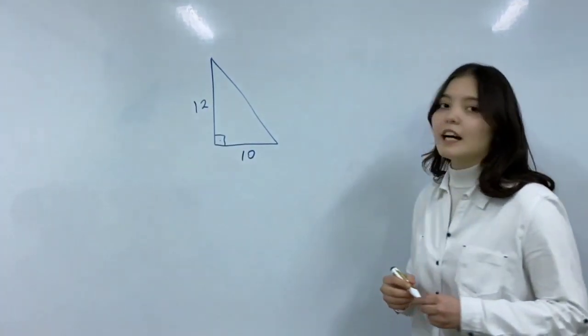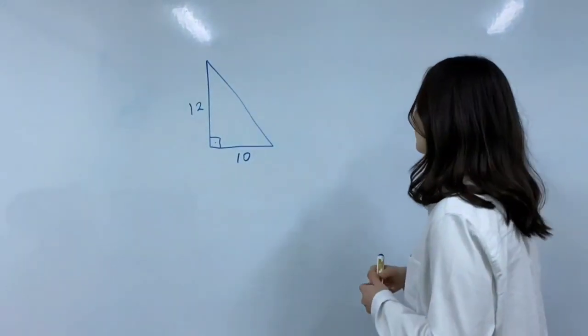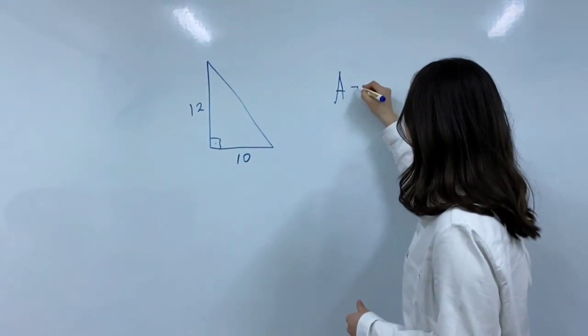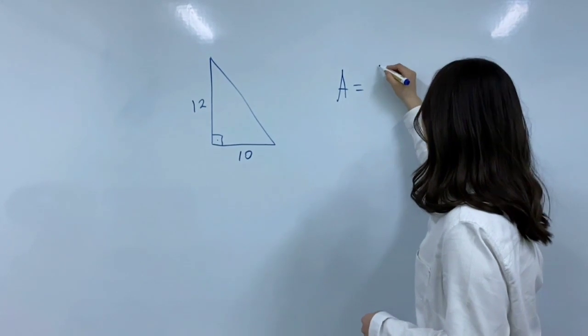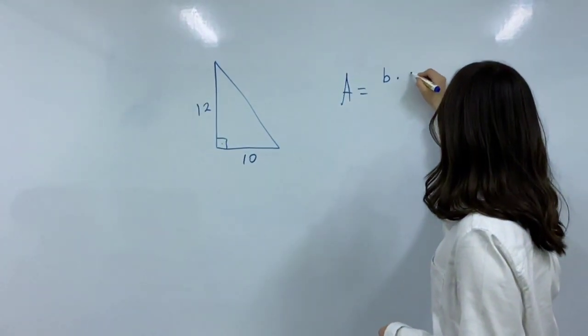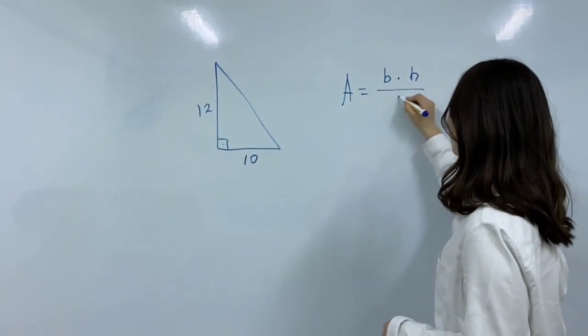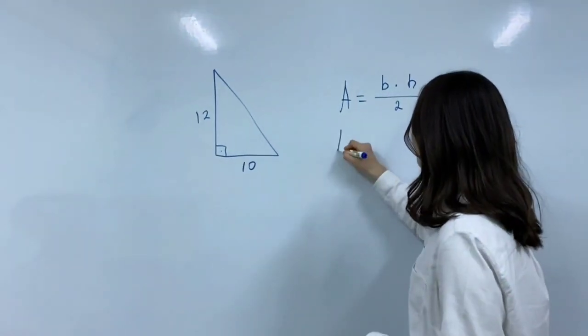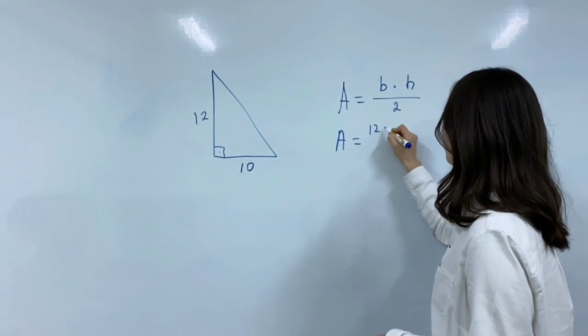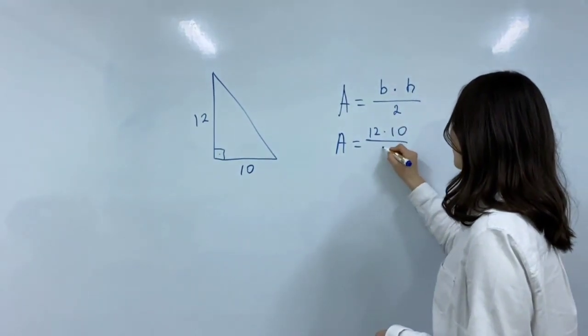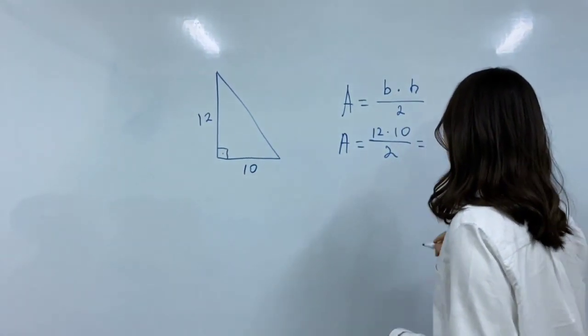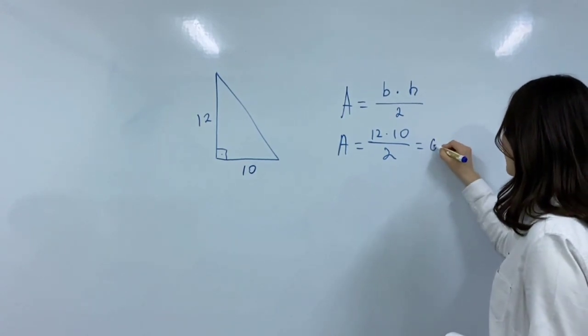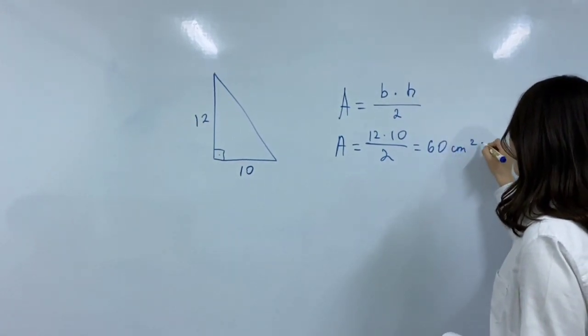And to find the area we need a formula, and the area formula equals base multiplied by height over 2. And let's use this formula. It will be equal to 12 multiplied by 10 over 2. And the answer will be 60 centimeters squared.